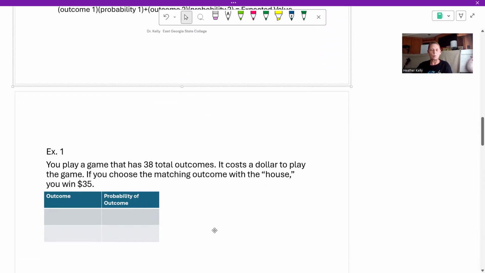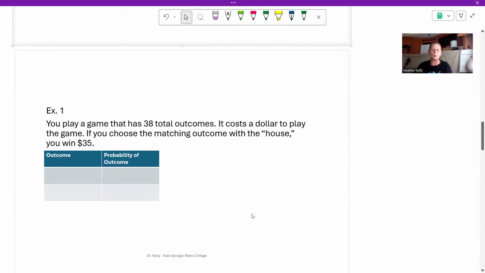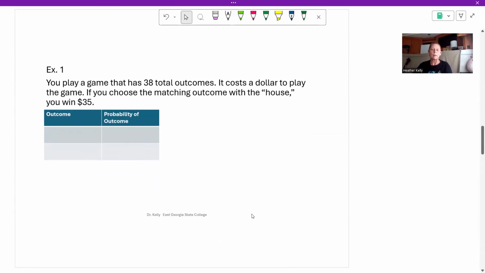We'll also be interpreting the expected value. The interpretation is that the expected value tells us what we'd expect on average per trial if the situation happened many, many times. I'll give you some wording that you can plug and play every time for your answer. You'll see that pattern. So let's look at the first one here.